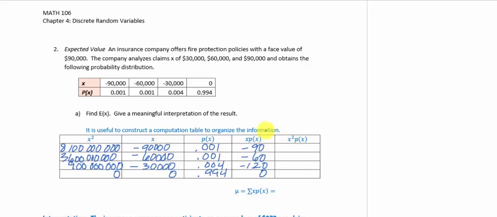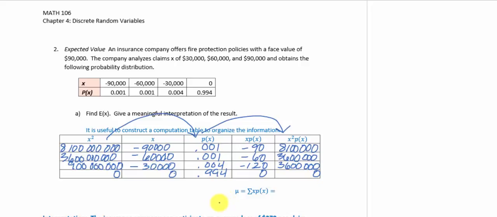For the final column now, we're taking the x squared value, multiplying it by the probability, and then we'll write it in the last column. Our first product is 8,100,000. Our second product then is 3,600,000. Our third product gives us 3,600,000. And our last product is 0 times 0.994, so that's also 0.